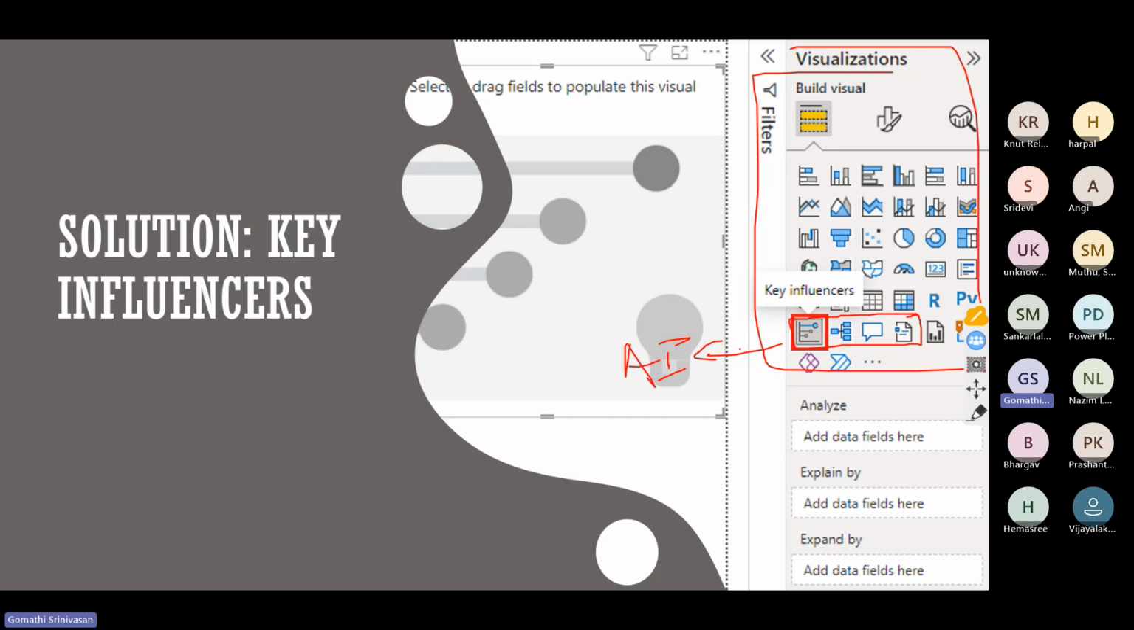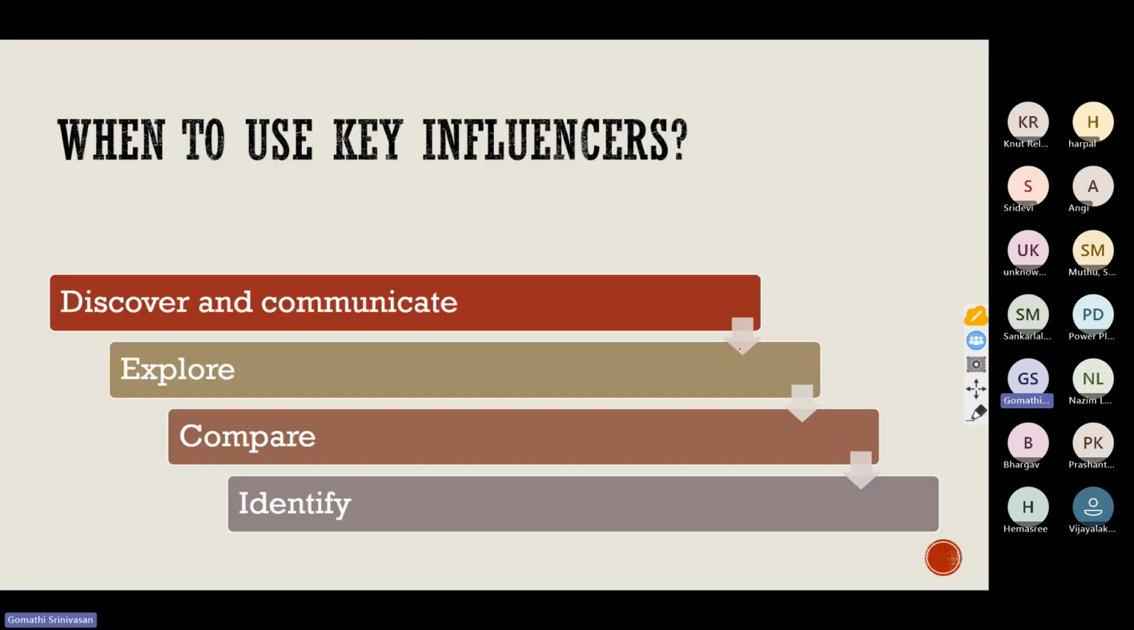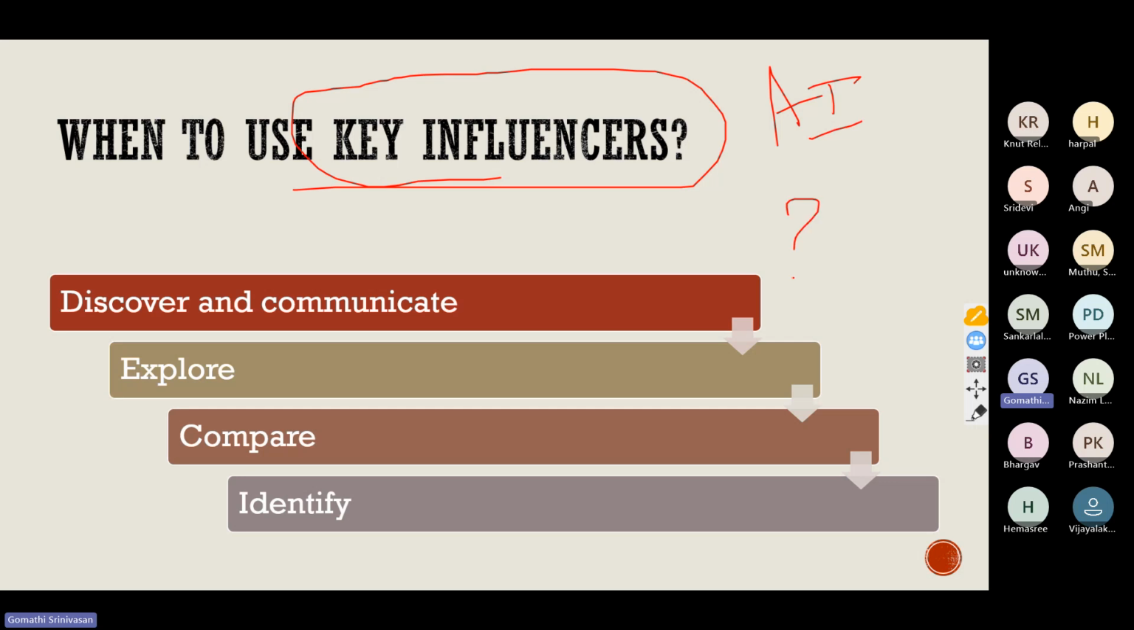The key influencer visual will help you understand the factors that drive a metric you are interested in. It analyzes your data, ranks the factors that matter and displays them as key influencers. So when should we use key influencers? Key influencer is an AI visual. When should we use this? If you want to discover and communicate the main drivers behind a specific business outcome, like a product being on back order, that is our case scenario, right?